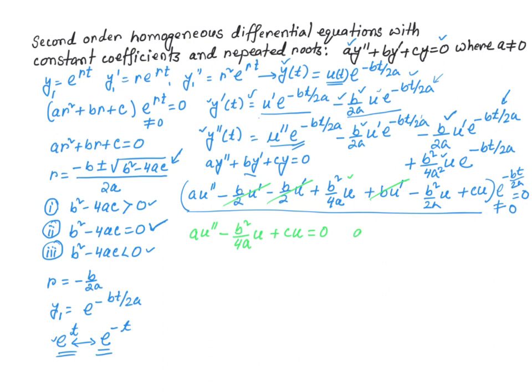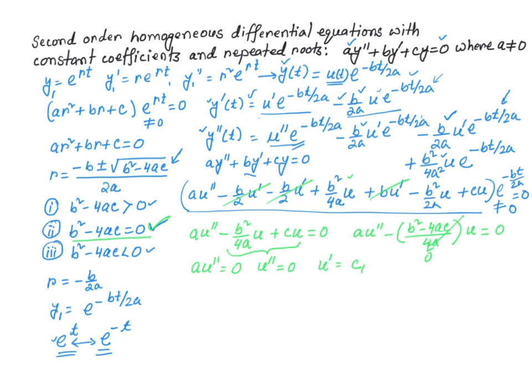Now, we could simplify it further. A u double prime minus, if I combine these two terms, I'm going to get b square minus 4ac, all of it divided by 4a times u, okay? And that is equal to 0. However, our assumption was that b square minus 4ac is equal to 0. That's the case we are covering, right? So this term is going to go down to 0. That leaves me with nothing but a u double prime is equal to 0, or equivalently u double prime is equal to 0. If I integrate both sides, I'm going to get u prime is equal to c1, some arbitrary constant, since the derivative is 0.